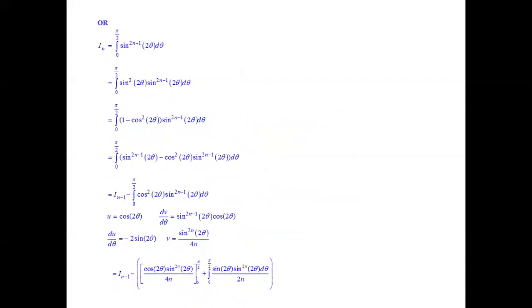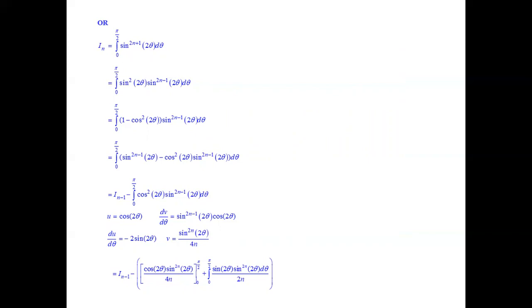This is, I guess, also another way to do it. But actually, the first method is better. This one, they're splitting into sine square 2 theta and sine to the 2n minus 1, 2 theta. This method requires them to change sine square to 1 minus cos square, and then they expand out the brackets. As you can see, the first part is actually In minus 1.